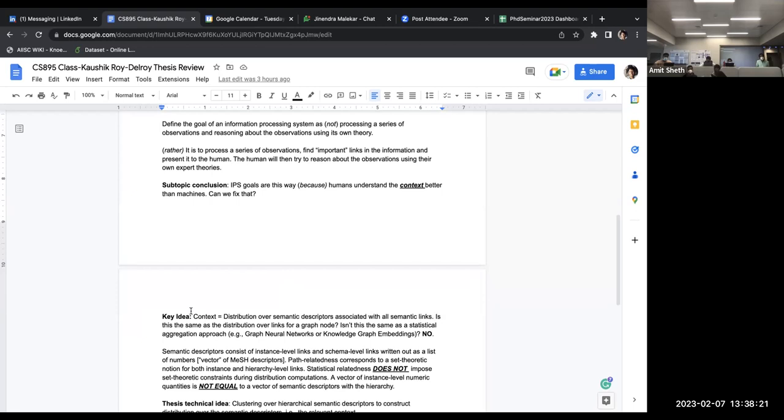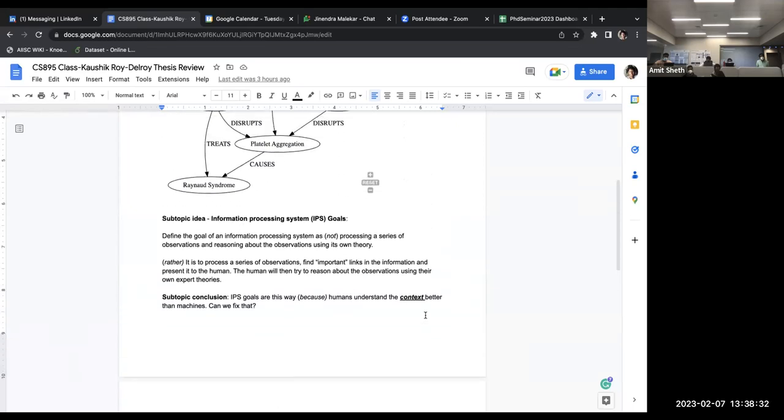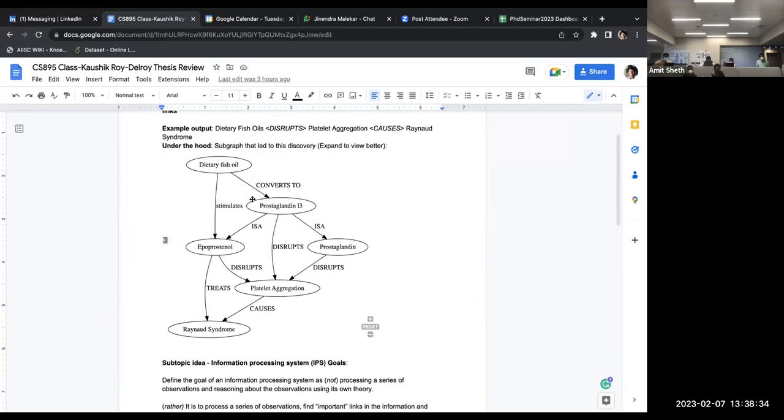First, the main idea is the precise definition of context, which is a distribution over semantic descriptors associated with all semantic links. So what is a semantic link? You start at your source object here, dietary fish oil, and at a schema level, you go up to two or three hops. So what do I mean by schema level? For example, the maximum length path in this graph is more than two, more than three. But if you see the number of relationships on any given path, it is two or three.